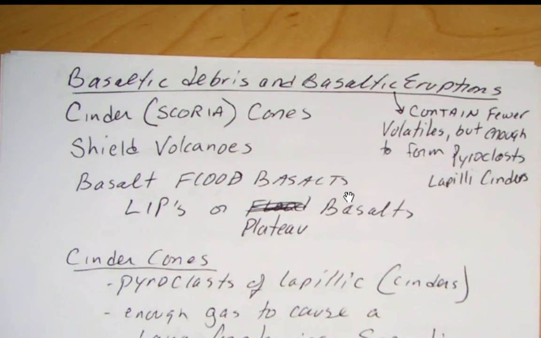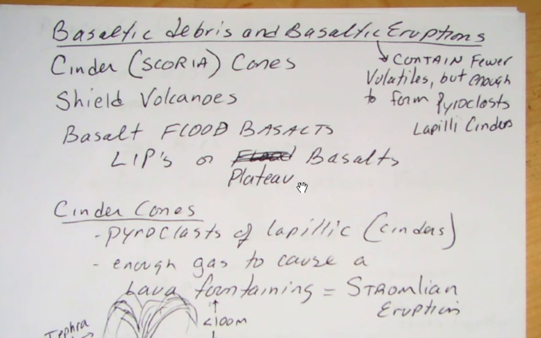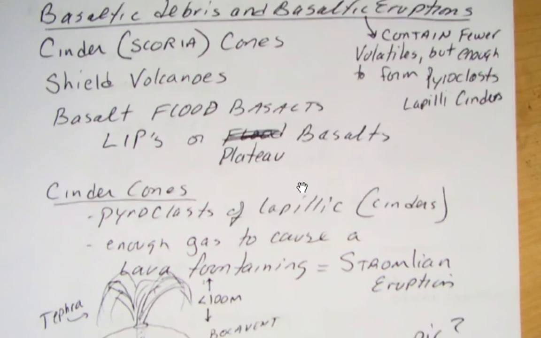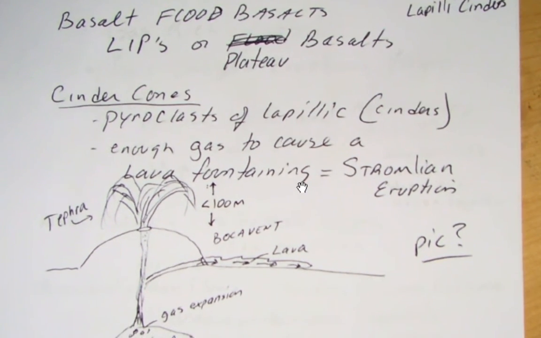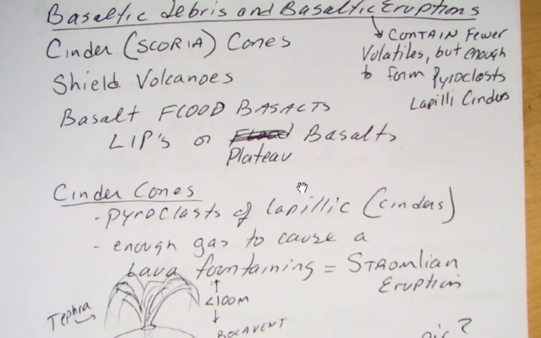Okay, so continuing with basaltic debris and basaltic eruptions. We talked about these cinder cones a little bit. There are also shield volcanoes, and then there are flood basalt provinces. Later on, in another video, I talk about cinder cones and shield volcanoes. Remember, these contain fewer volatiles, but enough to make those pyroclastic lapilli. We'll come back to these others in a moment, but let's look at the cinder cones. Your book calls these scoria cones. And remember, scoria is a vesicular volcanic rock, and that's what these things are.